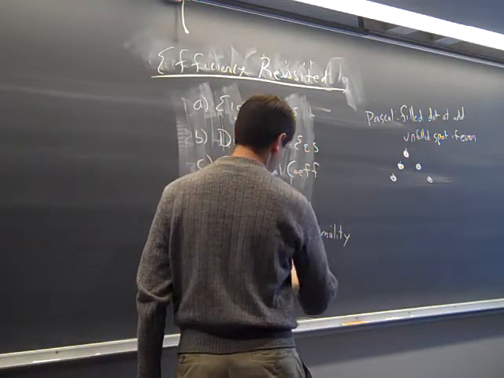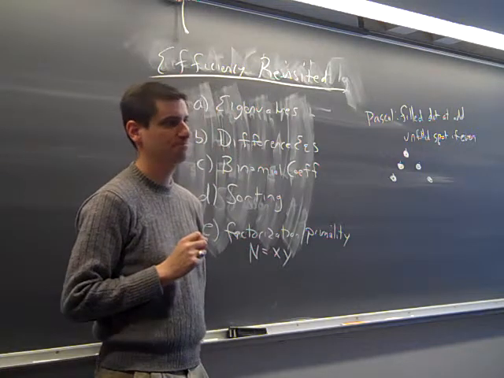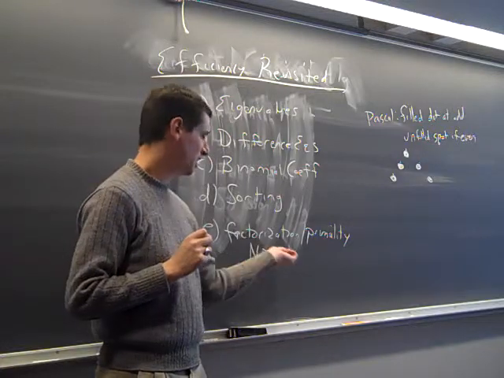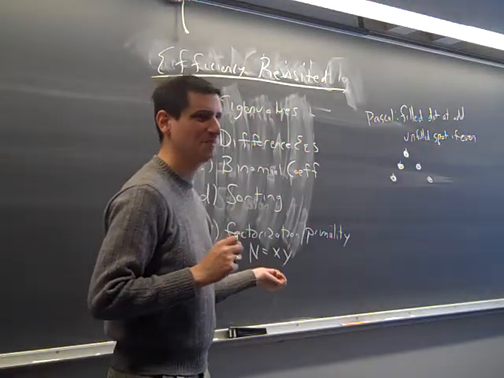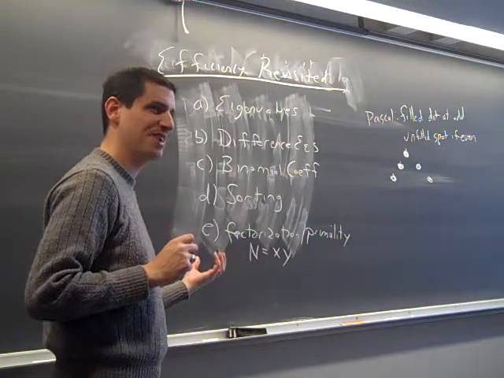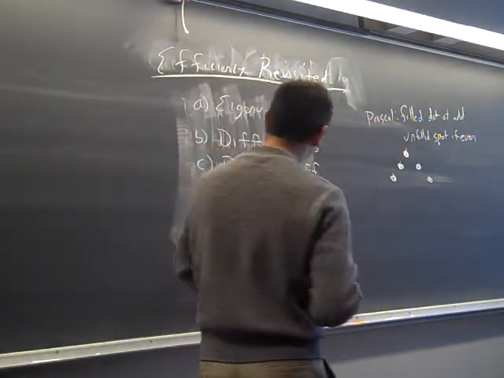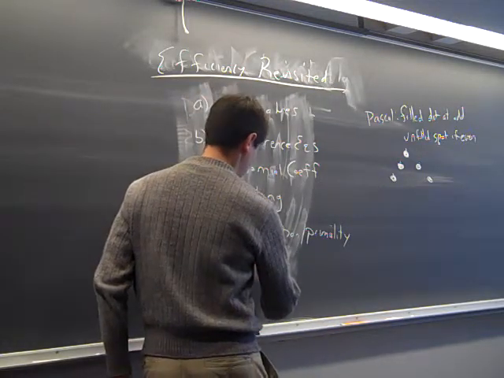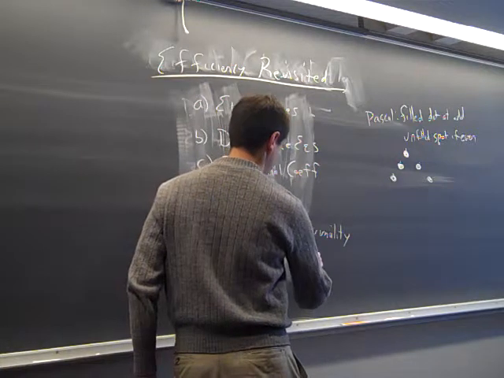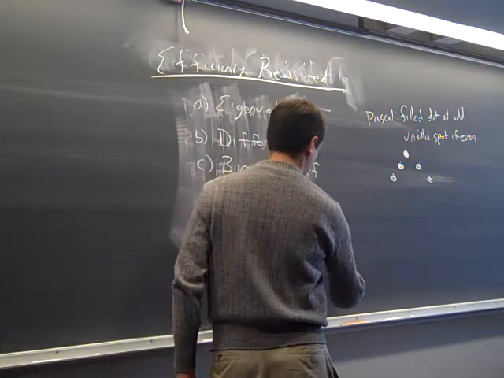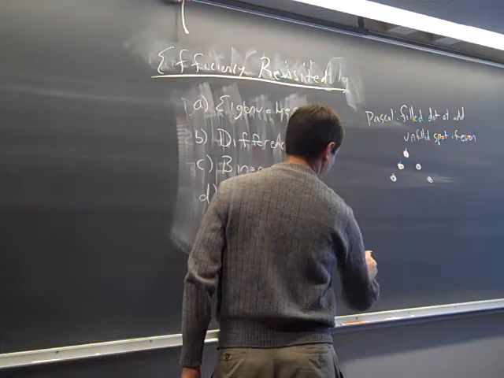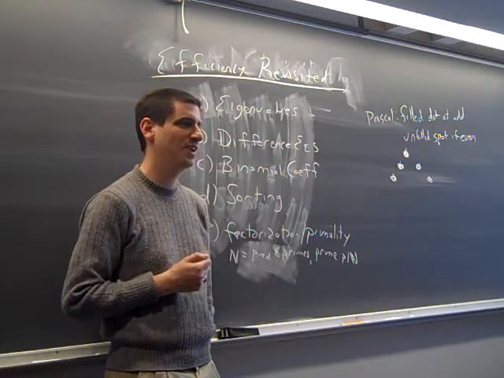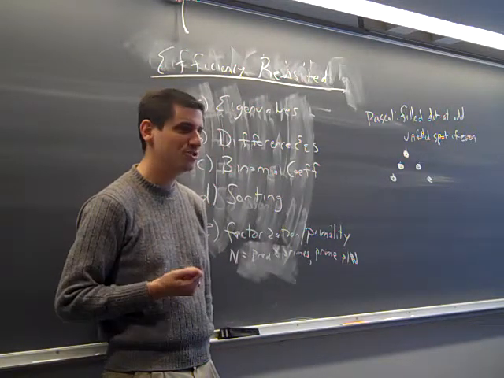If I tell you n equals x times y, can you factor n? Everybody agrees that if I tell you n equals x times y, you can factor n, because I've just given you the factorization. What if I tell you n is a product of two primes, and prime p divides n? Now I'm not telling you the factorization of n, but I'm telling you one of the two factors. Not so bad here as well.